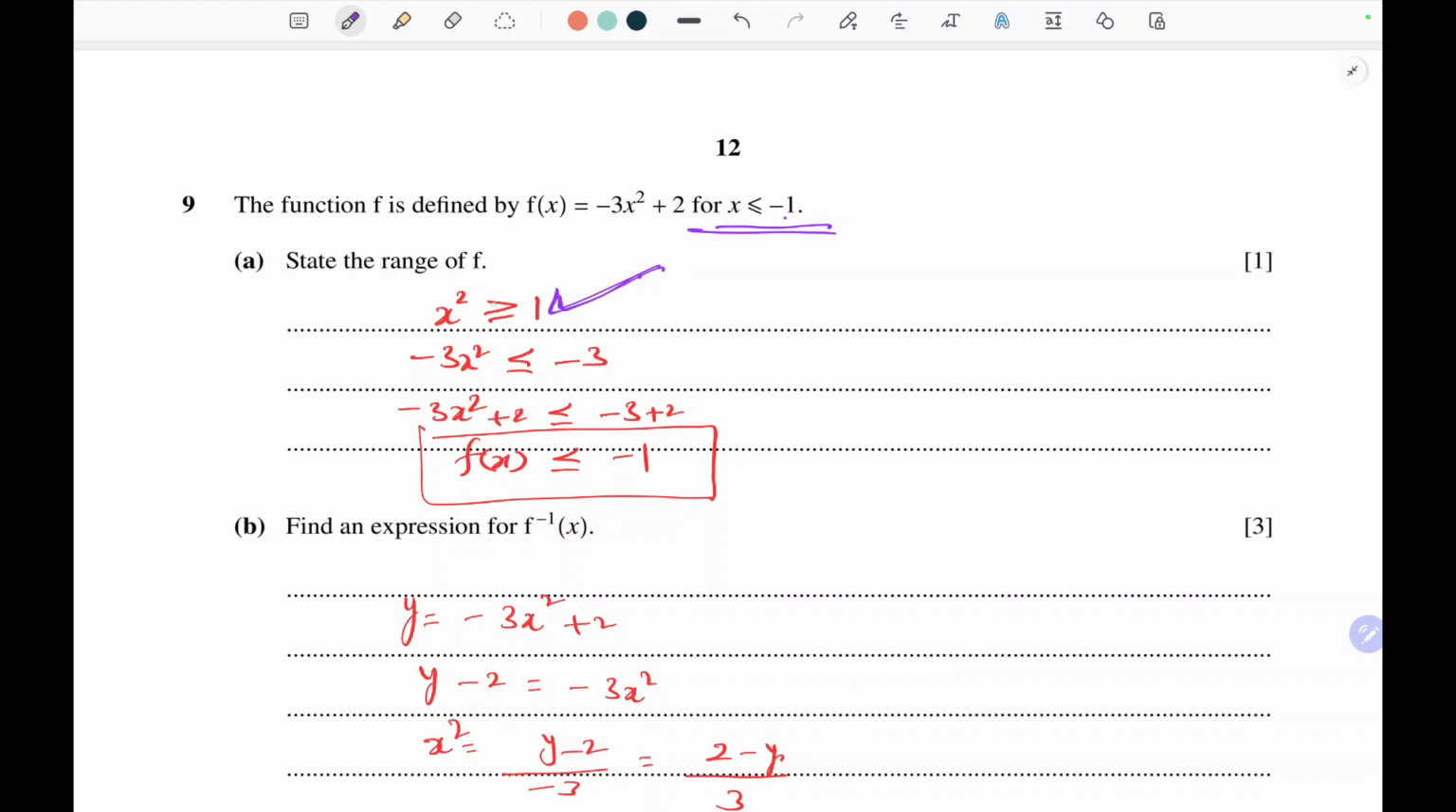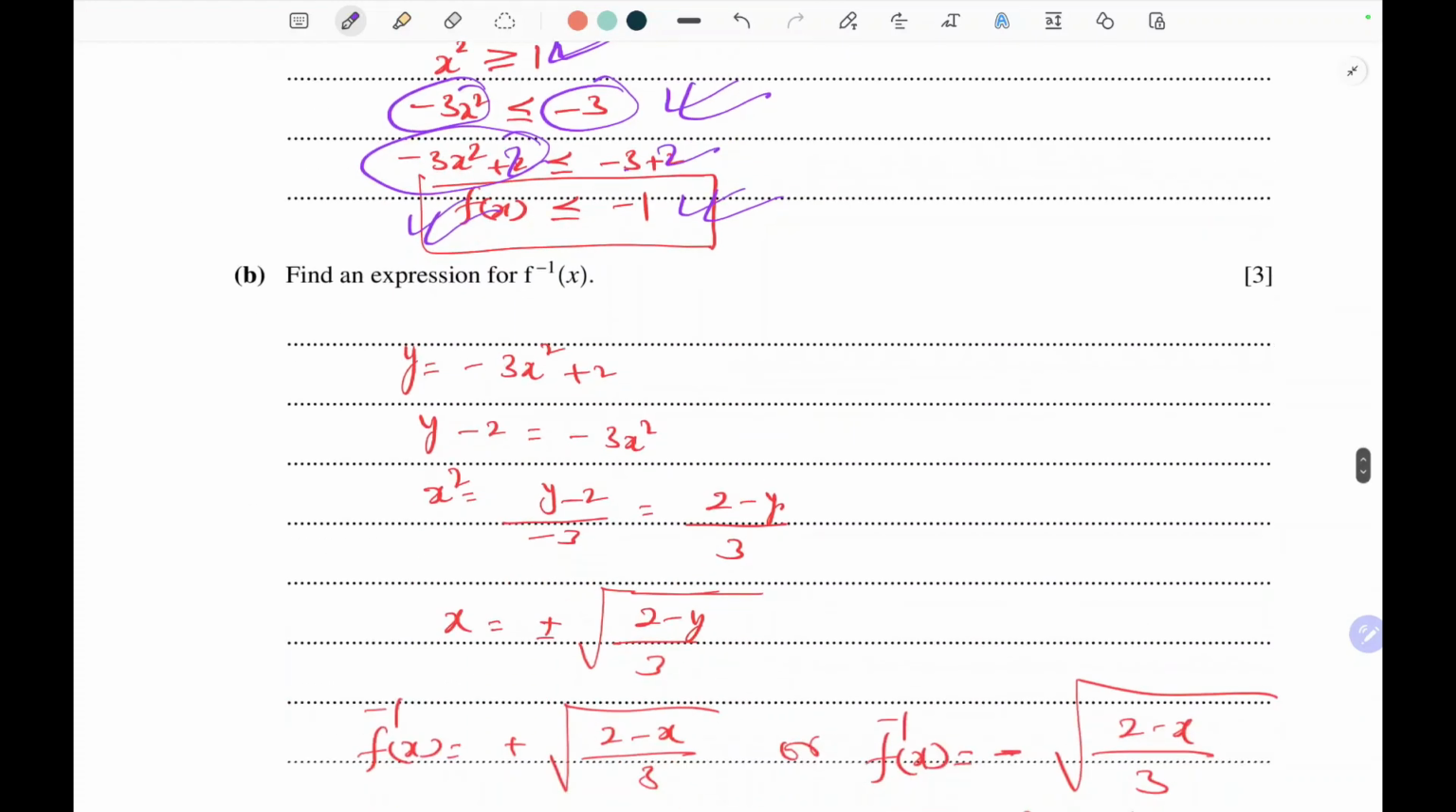Now multiply by minus 3. If you multiply by minus 3, then it is minus 3x squared, and 1 times minus 3 is minus 3. You know that when you multiply by a negative number, the inequality sign changes, so this result will be there. Now add plus 2 on both sides, so this becomes your function f(x), and minus 3 plus 2 is minus 1. So f(x) is less than or equal to minus 1, and this is your range.